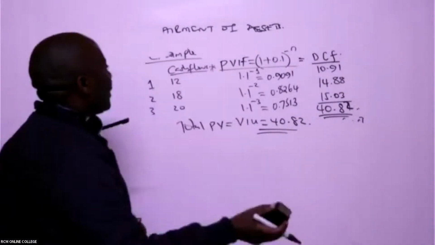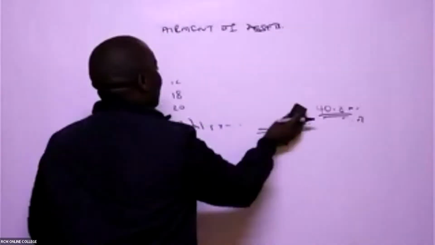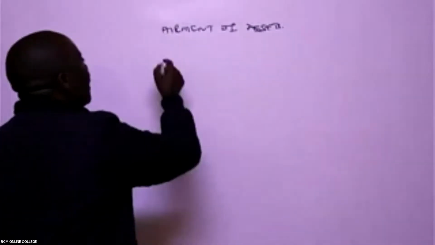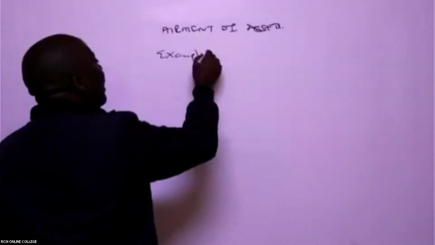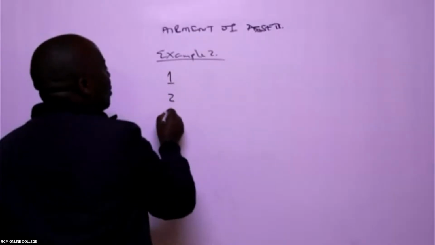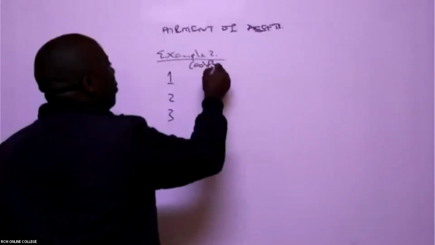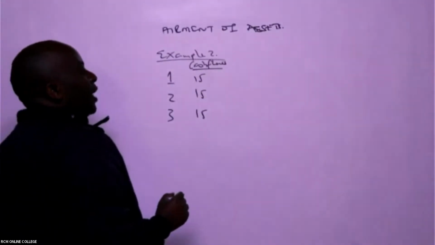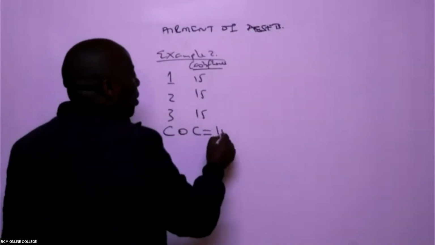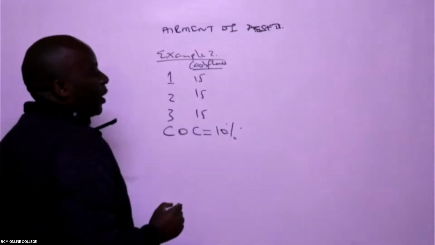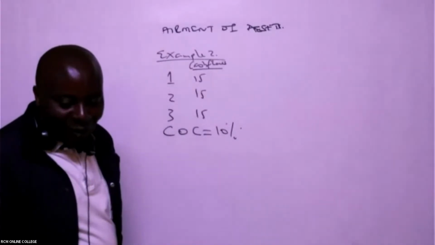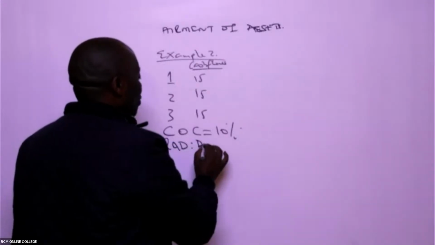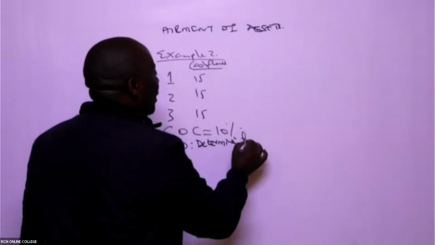Example 2. Under example 2, ladies and gentlemen, what do we have? We have years 1, 2, 3, and then we have our cash flows. Our cash flows are 15, 15, 15. And then we have our cost of capital, let's use 10%.